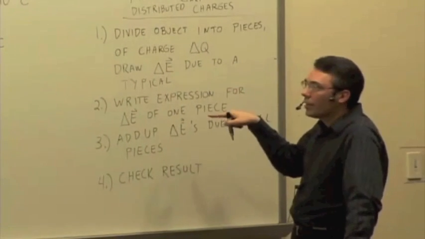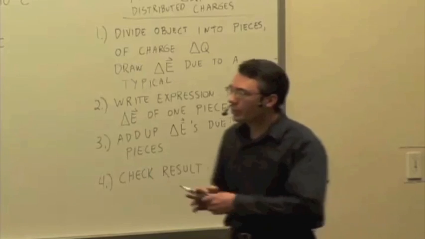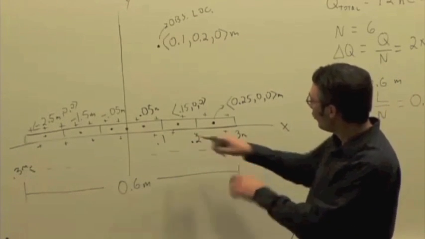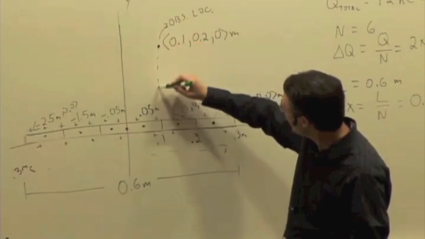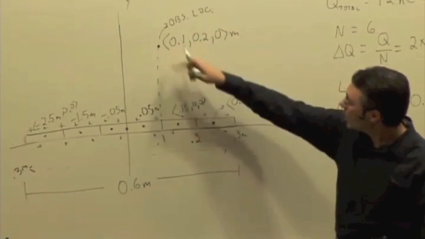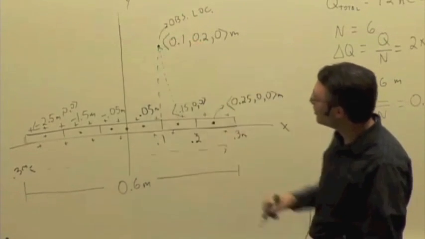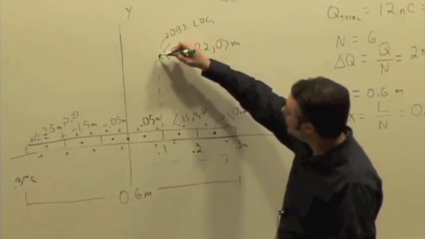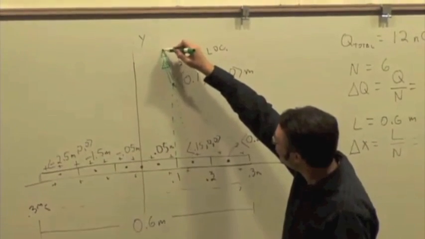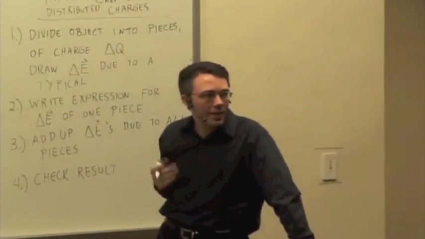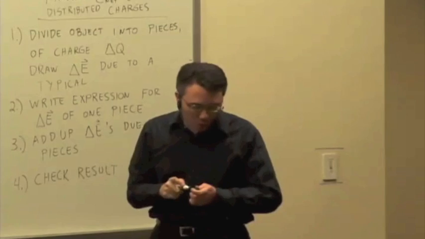And let's just, as it says, draw a typical delta E. If I pick a location here, this is at 0.15, this is at 0.1, so we're on this side of the observation location. I draw the r vector that points from that location to the observation location, and the electric field points away, right? So that would be one delta E. And then the trick is to find all the delta E's due to each individual segment and then add them up, okay? Let's do one of these all together.